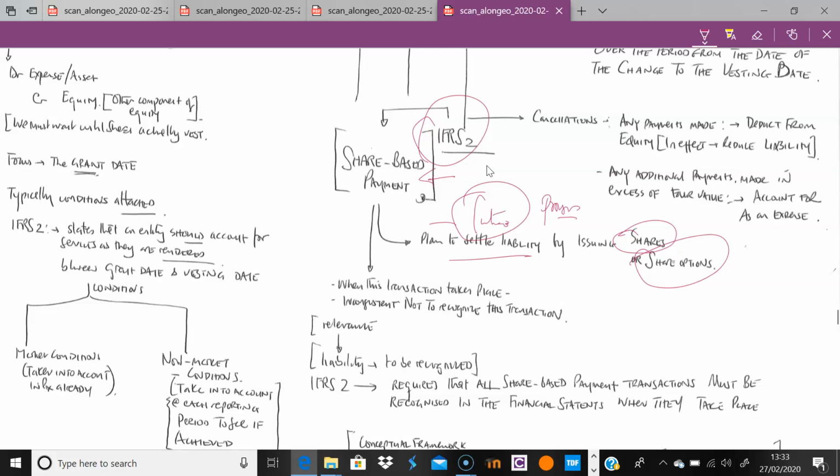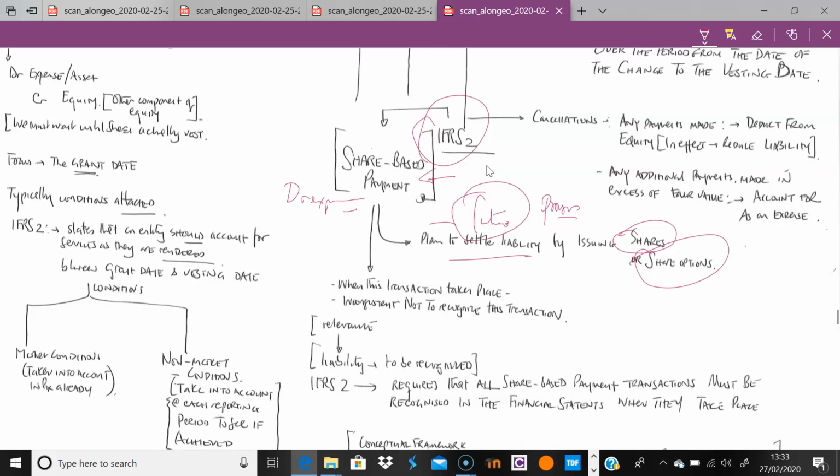So the question here is, we can see straight away that we're going to be debiting expense, but how do we recognize the provision? And typically this is a service that's offered over a period of time. So how do we recognize it as we go along?